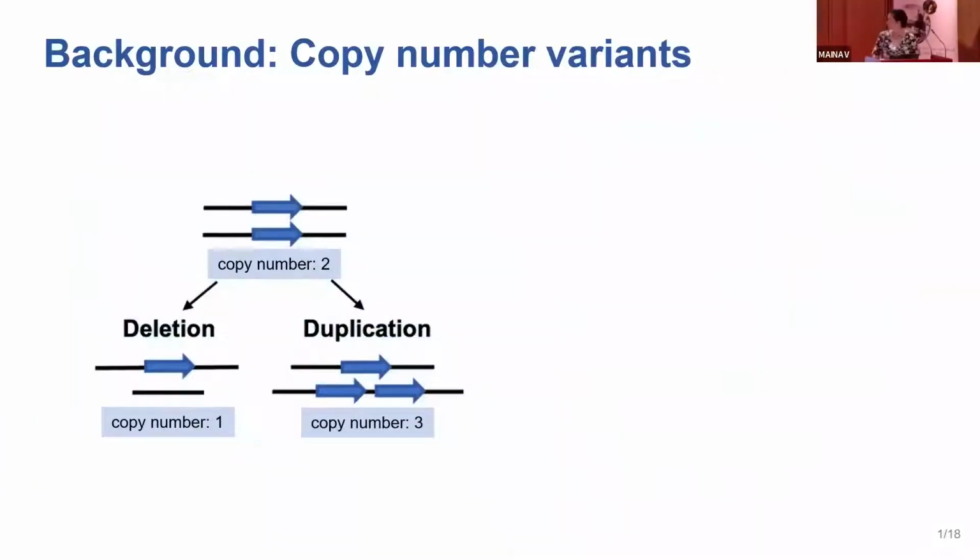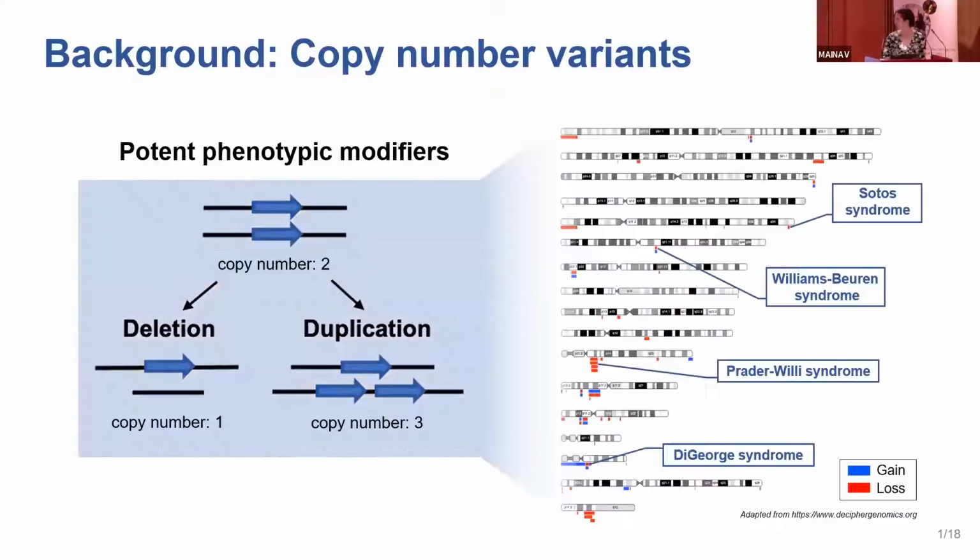So copy number variants, or CNVs, are a type of structural variation that is usually characterized by either the deletion or the duplication of a DNA fragment of at least 50 base pairs. Now, in the field of medical genetics, CNVs are known to act as potent phenotypic modifiers, as they have been found to be the genetic etiology of several rare and debilitating genomic syndromes, as is shown here on the right.